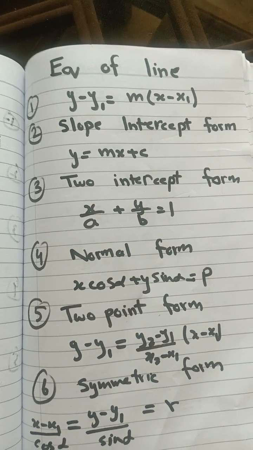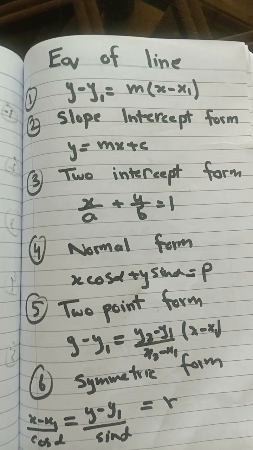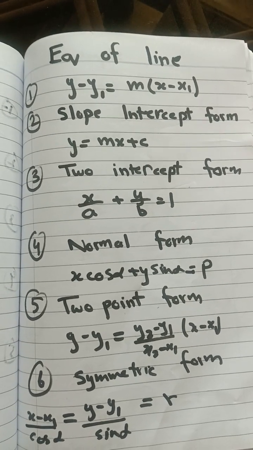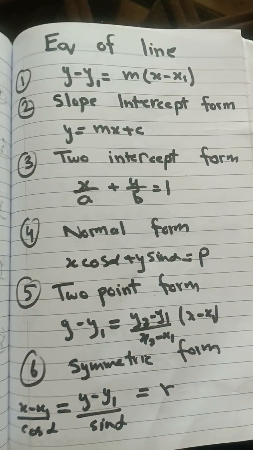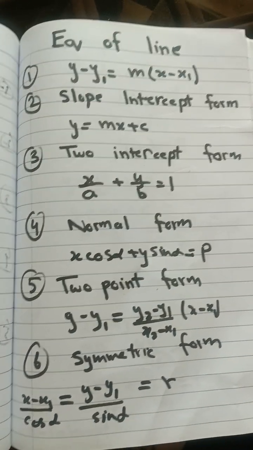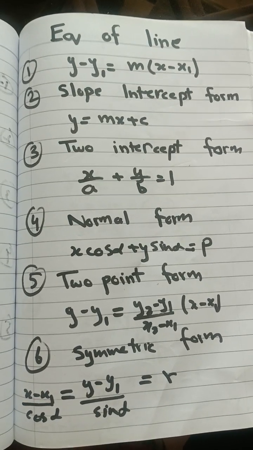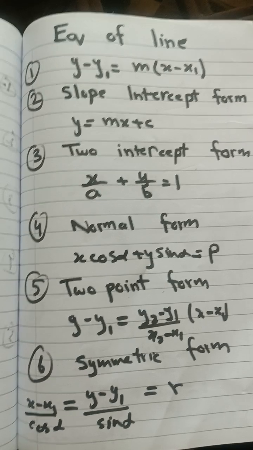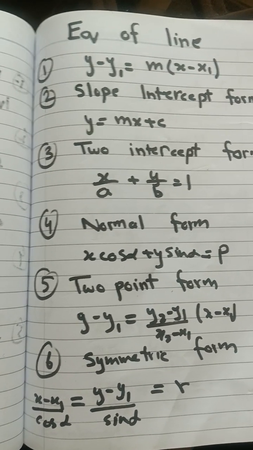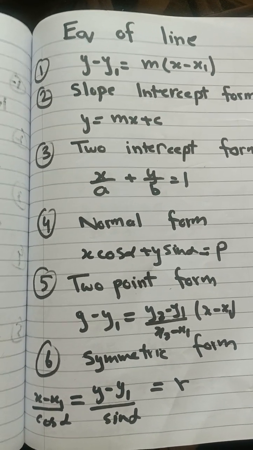I am now teaching you the most important topic of the fourth chapter, equation of the line, different forms. There are six different forms of the equation of the line. We will discuss all of them, and these are very easy. These are all short questions, but any form of the equation can be calculated.